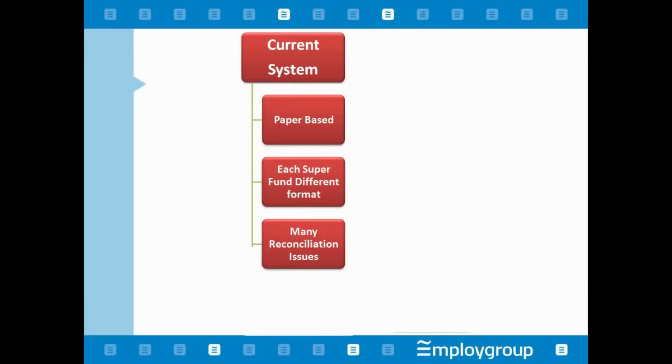Many reconciliation issues exist. We've got situations where checks are received attached to reports for employee contributions, but the amount on the check and the amount totaling on the report are different. So that adds to the cost of the system, it adds to the time delays in employees having funds recorded against their account. Very inefficient. And the current system is generally pretty slow and pretty expensive. SuperStream attempts to address that.